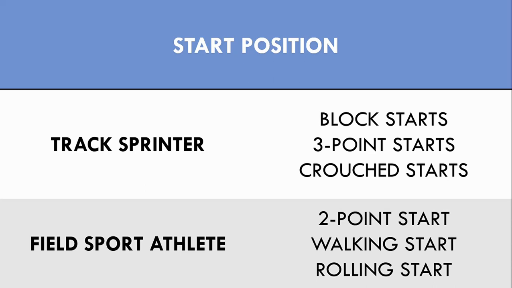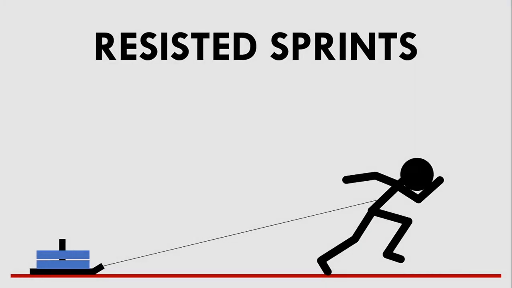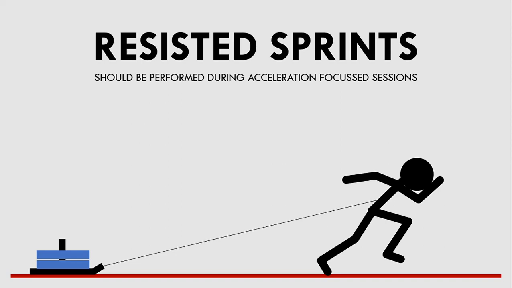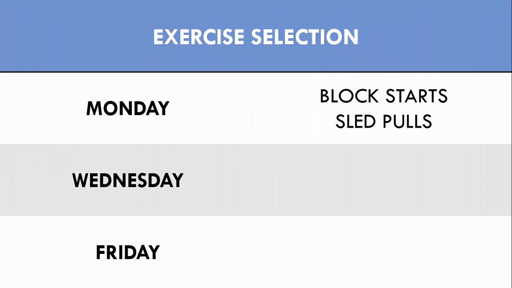The other exercise which can be of benefit for the athlete to perform during sessions is resisted sprints. This should be programmed on the acceleration day, since this is the most similar quality and it will have the most transfer to acceleration performance. So let's select the following exercises for this training program. On Monday, we will have block starts and sled pulls. On Wednesday, we have chosen 3-point starts, and on Friday, we have chosen rolling starts.